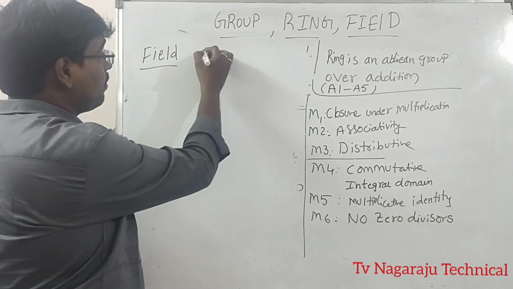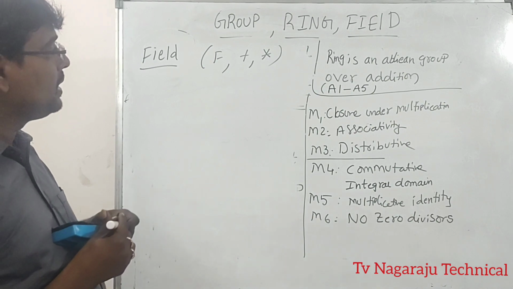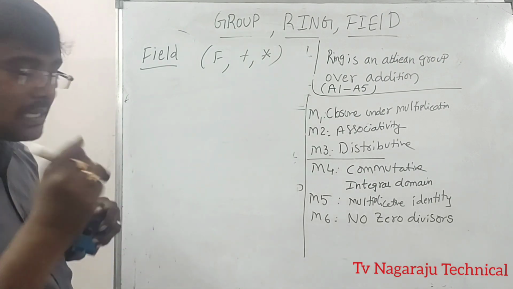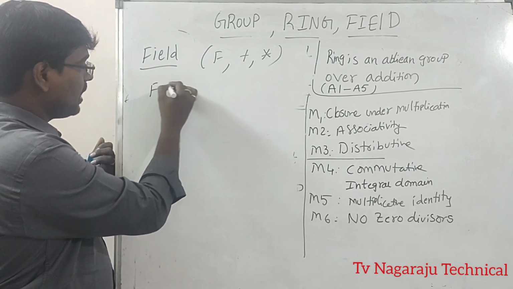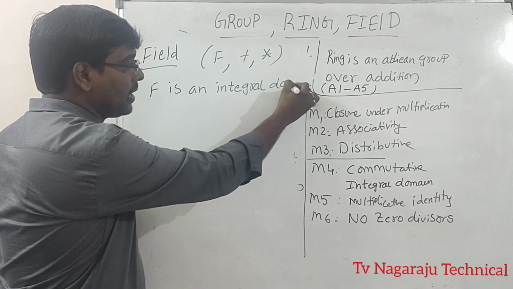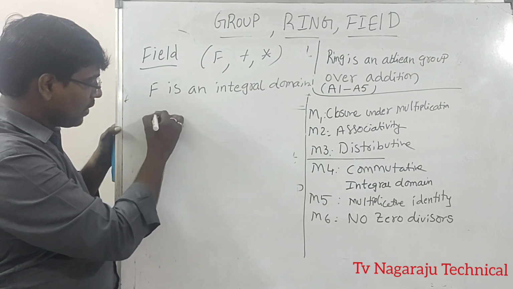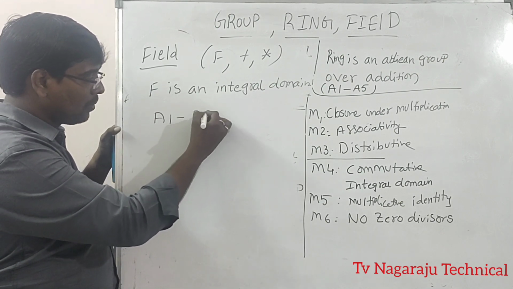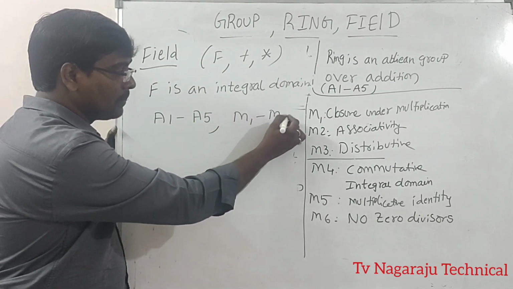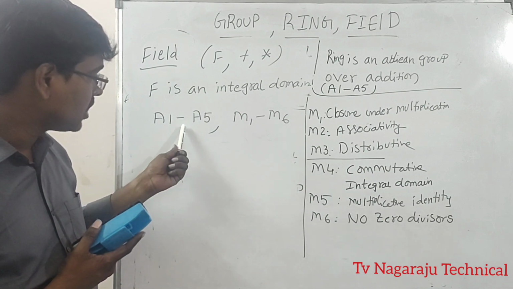A field is denoted by F, plus, star, like a ring. A field F is simply a set of elements over two binary operations, addition and multiplication. Simply, F is an integral domain. What is the meaning of this? F is an integral domain in the sense that F satisfies all the properties from A1 to A5 along with M1 to M6.